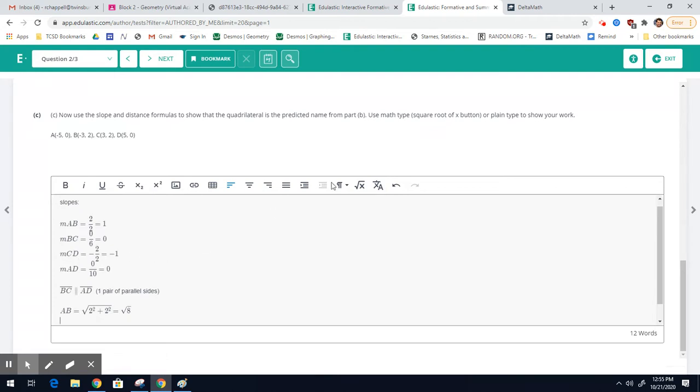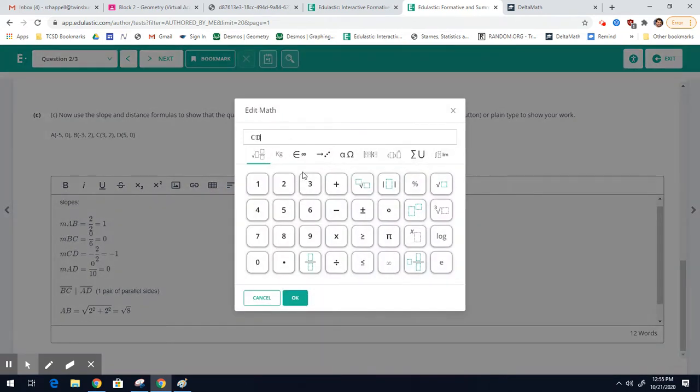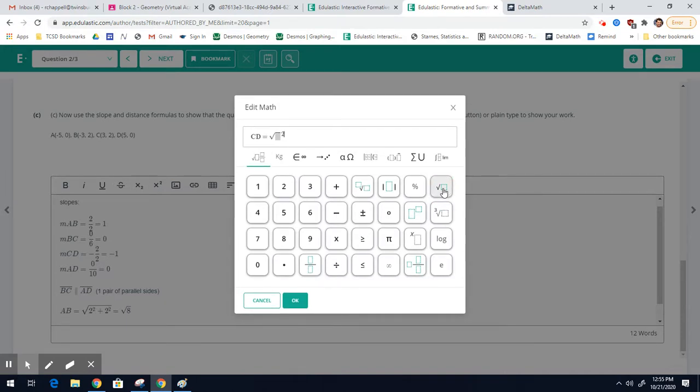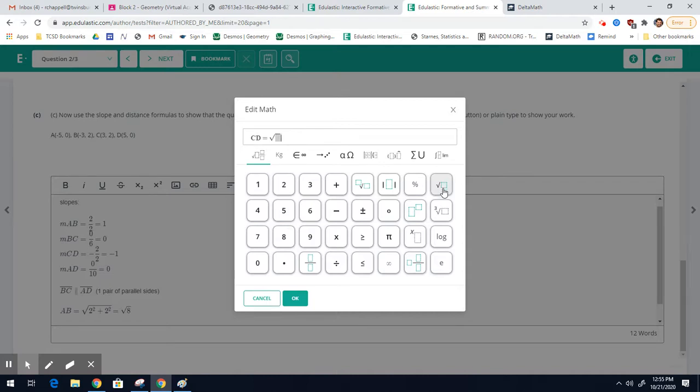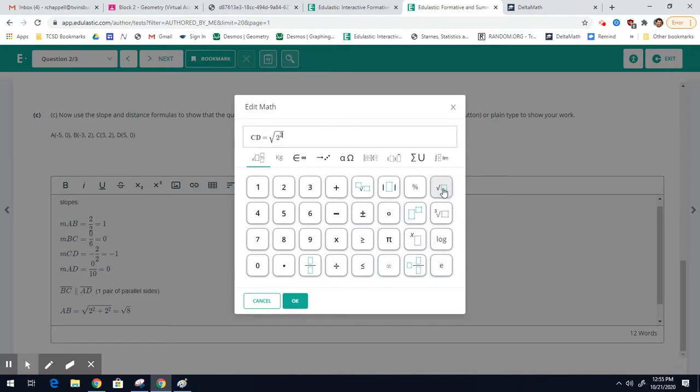We'll do the same thing with CD. CD equals the square root of, again, ignore the negatives, it's just 2 squared plus 2 squared. That is also the square root of 8. That does not simplify. Leave it alone.